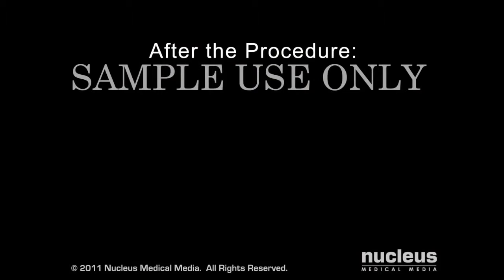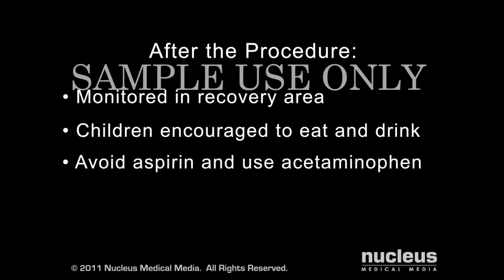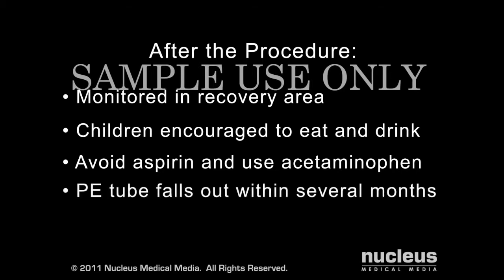After surgery, the patient will go to the recovery room for monitoring. Children may be fussy after their procedure and should be encouraged to eat and drink anything they can tolerate. If your child has pain, avoid aspirin and instead use acetaminophen at an age-specific dose. If additional pain relief is necessary, your doctor can recommend other options. The PE tube usually falls out on its own within several months.